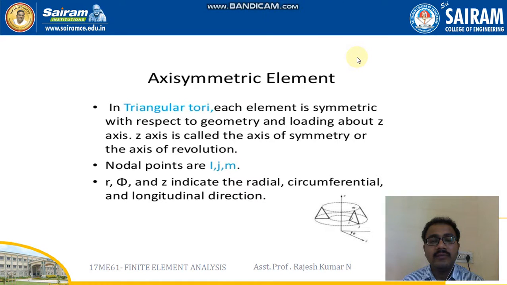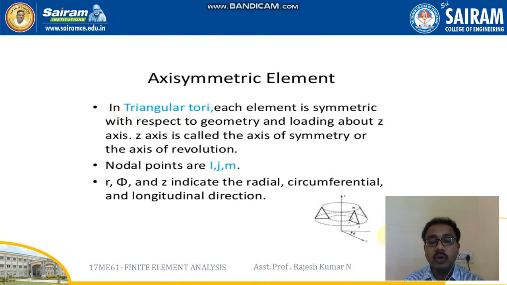Hello everyone. In this video, we will be discussing some of the examples of axisymmetric elements. Already in video 1, we discussed the introduction to the axisymmetric element and its axis. So this video will be useful for us to understand more about some of the practical examples of the axisymmetric element. To begin the session, we shall again recollect the definition with respect to the axis.